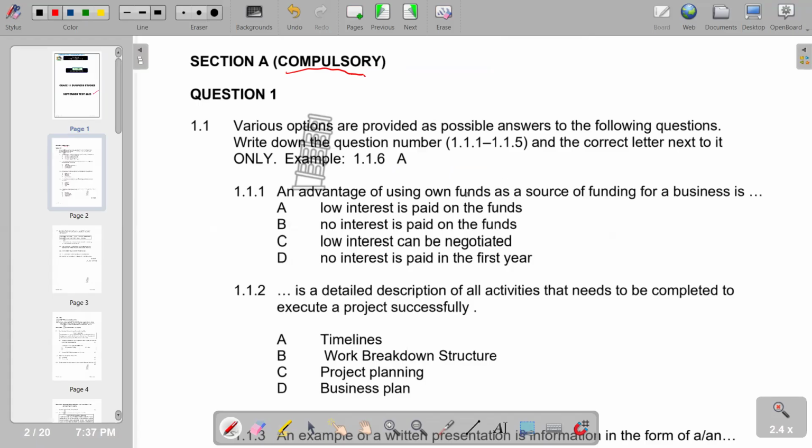So our own funds obviously constitute of capital. And obviously there is no interest that is attached to that funding. So the correct response that we have is B.